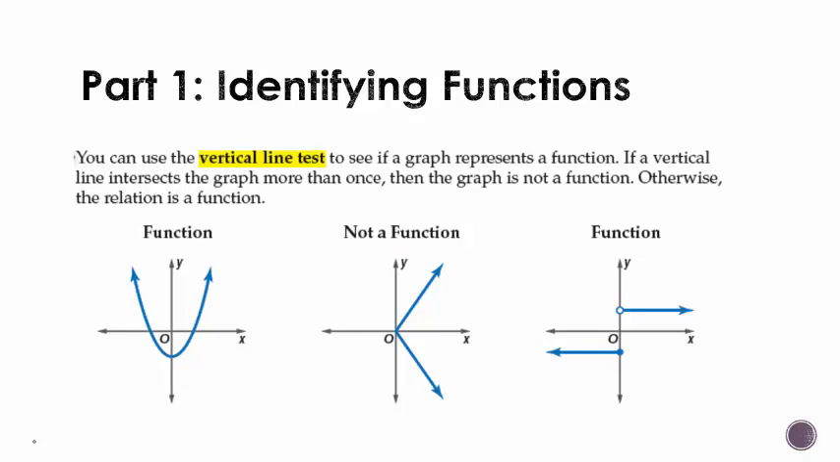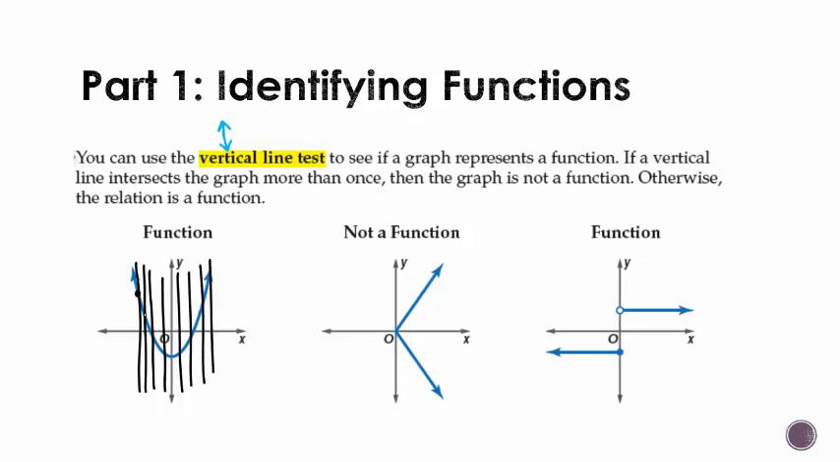So another way that we can identify functions is if they are in a graph, we can use something called the vertical line test. Now remember, vertical lines go up and down. So if a vertical line intersects the graph more than once, then the graph is not a function. So you can drag your pencil across this, but because you guys can't see that, pretend that we have vertical lines all on my graph here.